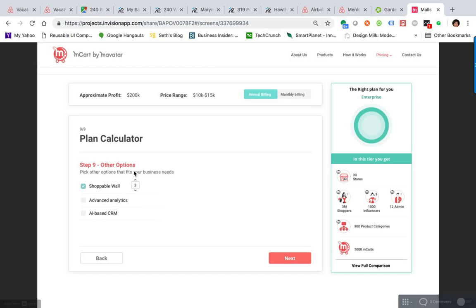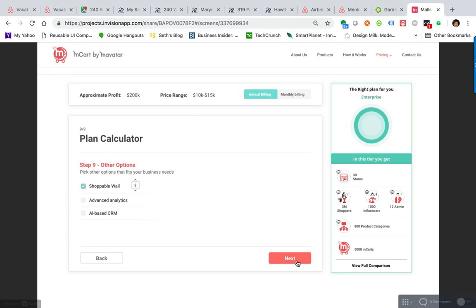Because they are malls, they may choose to have shoppable walls, any number of shoppable walls. This is a number control. It can go up and down, and they can pick any number of these items, and each of those affect their price range. How much it affects their price comes from a formula that, again, Susan provides.